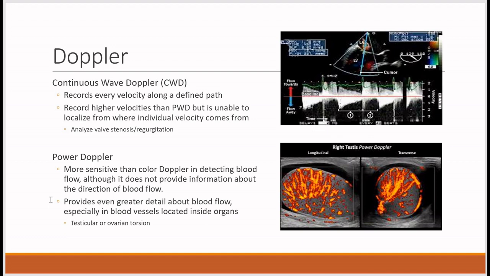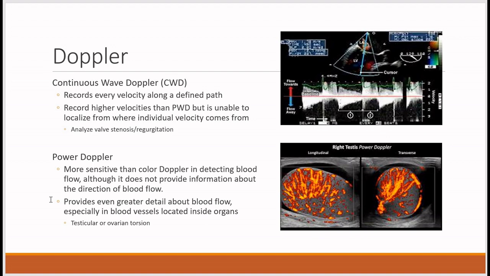Next, we have continuous wave Doppler, which records every velocity along a defined path. This is similar to the pulse wave Doppler, but this allows you to record high velocities. However, you are unable to localize where the individual velocity comes from compared to a pulse wave Doppler.